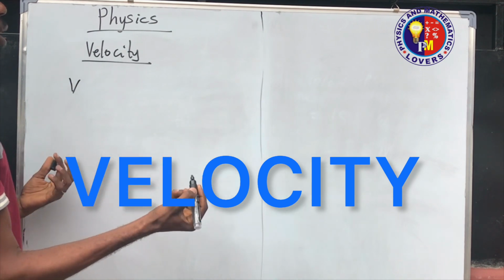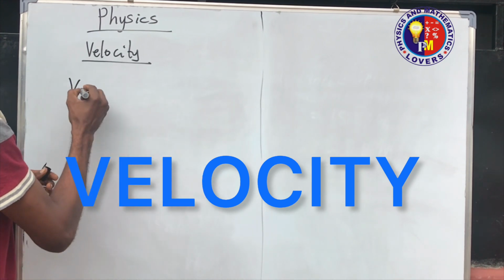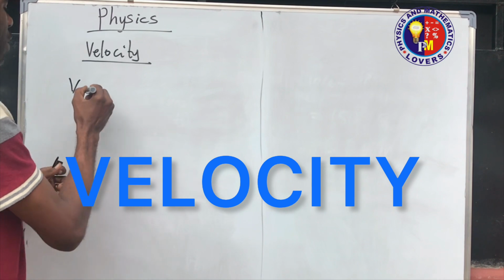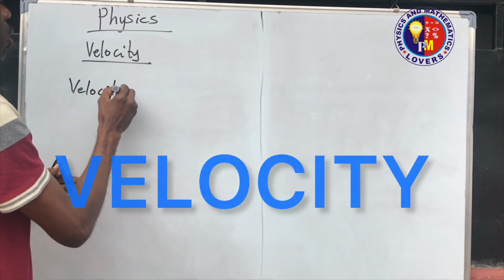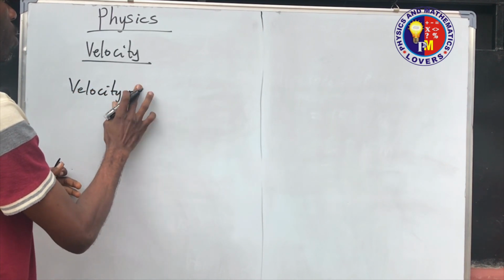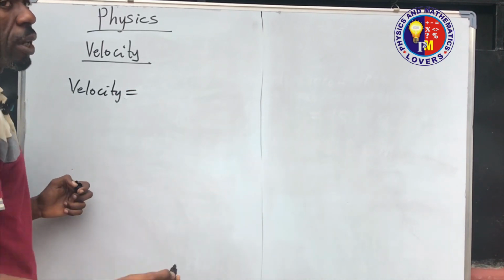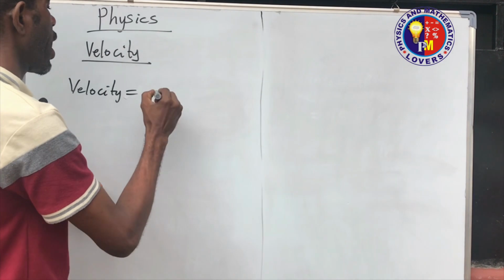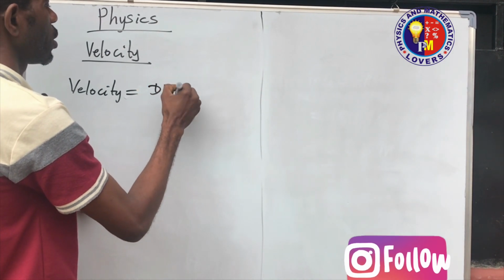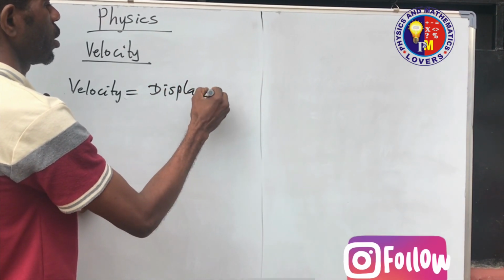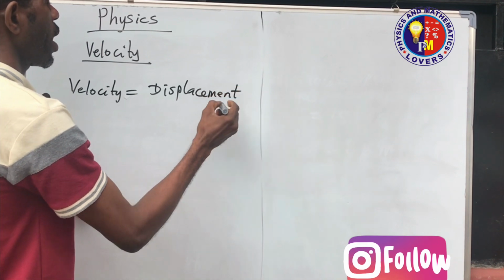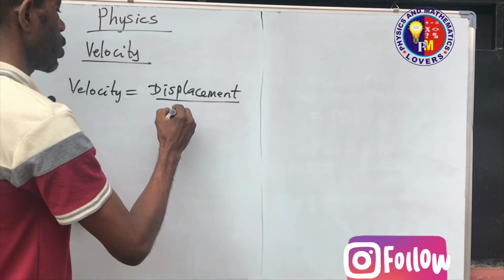So how do we get this velocity? How do we derive it? Velocity is defined as the rate of change of displacement. Just put it equal to the rate of change of displacement with respect to time. That is to say, displacement all over time. That is what it means.